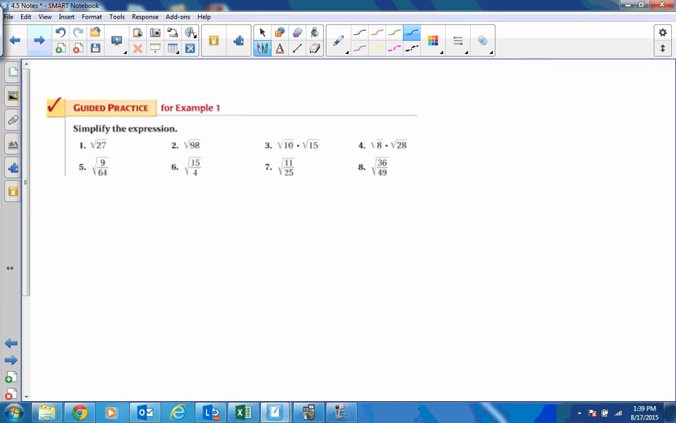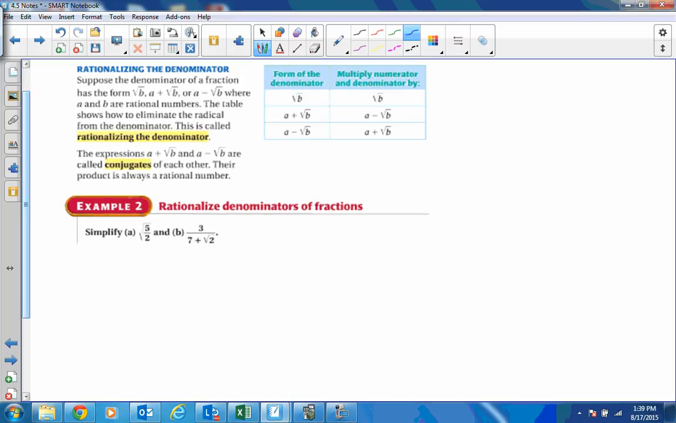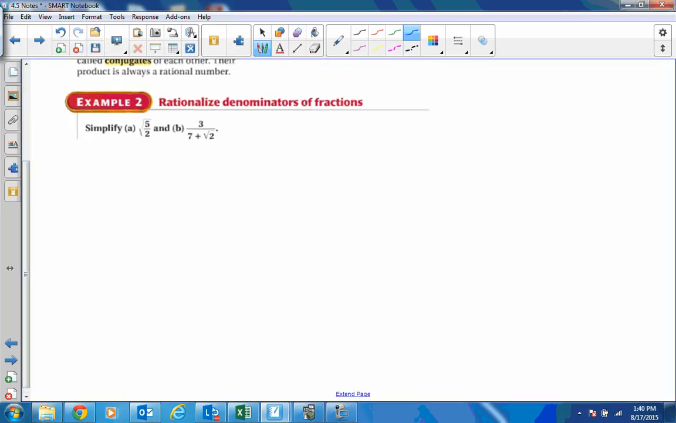Okay, practice those. Rationalize the denominator. To be able to rationalize the denominator, you can't have a radical in the denominator. So let's look at the first one. Square root of 5 over square root of 2. I'm going to separate it because you can separate it using those properties.